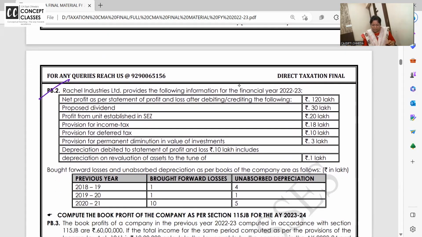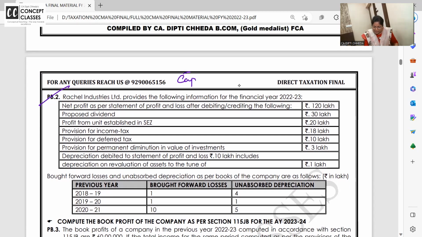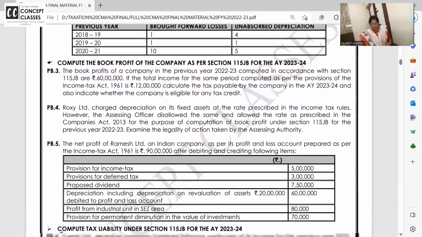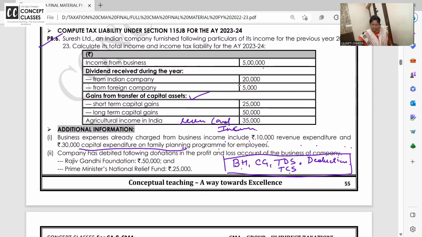Notes like these, write in the header and footer; write the details here. Capital expenditure for family planning. How much is it allowed? Allowed 1/5 every year. Capital expense for family planning allowed 1/5. Revenue expense 100%, whatever it is, fully allowed. So you'll have to disallow that also for income tax purposes.